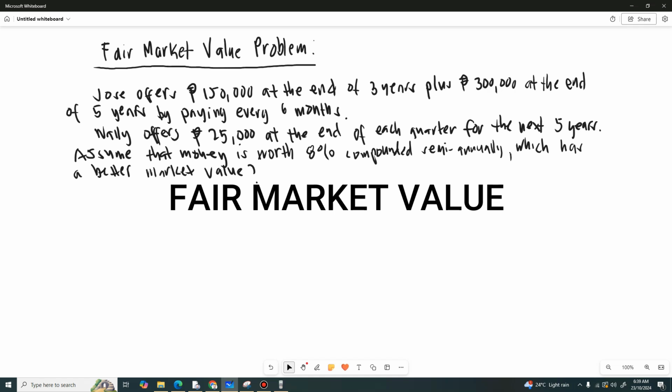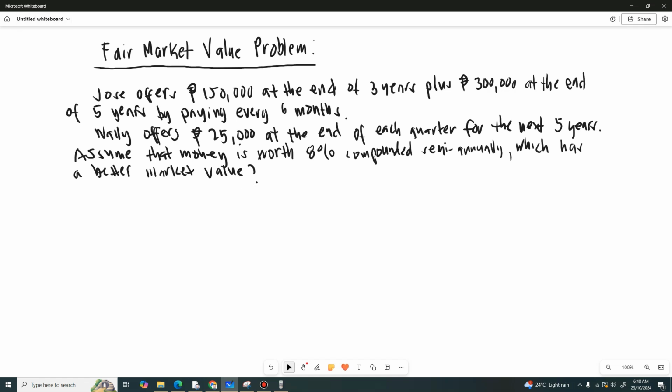So this is the second example for our fair market value problem. Jose offers 150,000 pesos at the end of 3 years, plus 300,000 pesos at the end of 5 years by paying every 6 months, while Wally offers 25,000 pesos at the end of each quarter for the next 5 years. Assume that money is worth 8% compounded semi-annually. Which has a better market value?